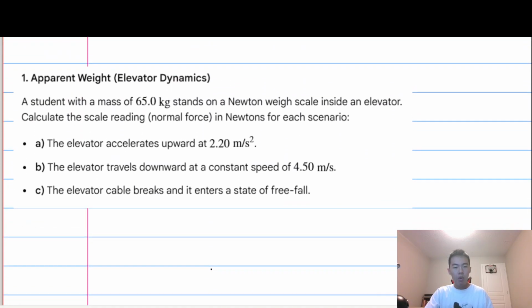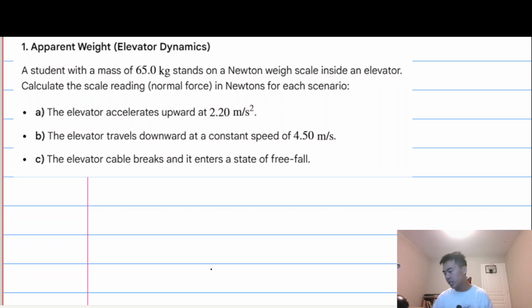Okay, now we're moving on to questions with calculations. So, question 1 is about elevators, and we actually had a test on this, and it was pretty cool. So, let's start by drawing a free body diagram, because that's what we always need to do. So, if we were just analyzing the student, this means that we're not looking at the elevator, we're looking at the student.